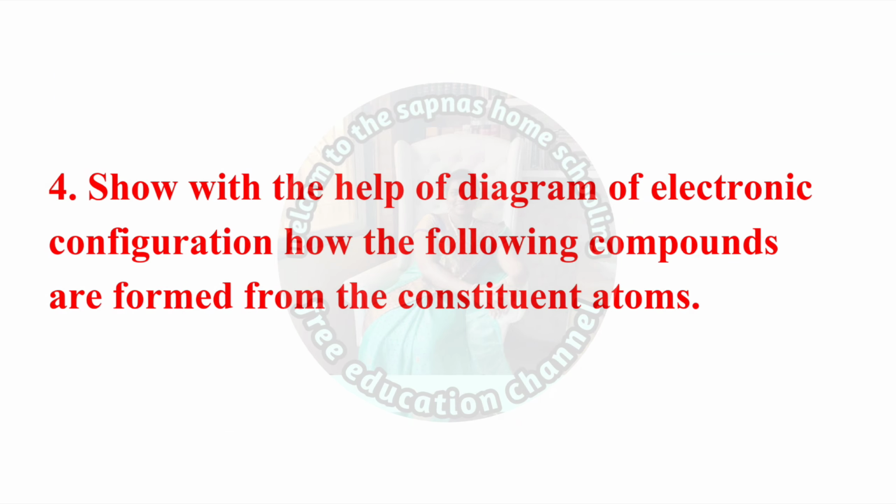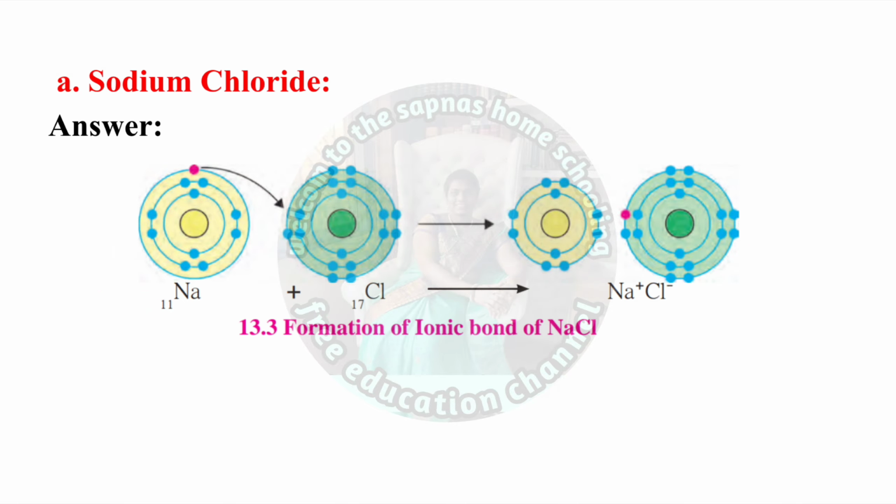Question 4. Show with the help of diagram of electronic configuration how the following compounds are formed from the constituent atoms. Sodium chloride: Na plus Cl gives NaCl. Formation of ionic bond of NaCl. So you have to draw this diagram.